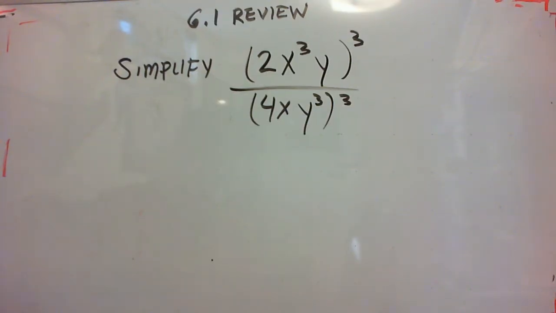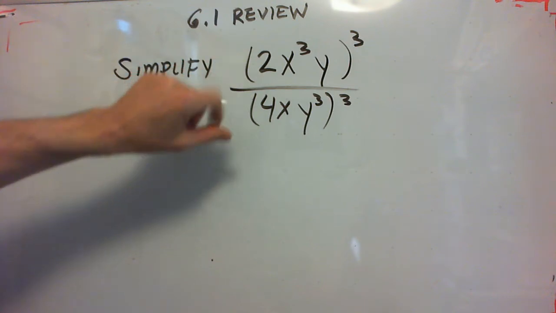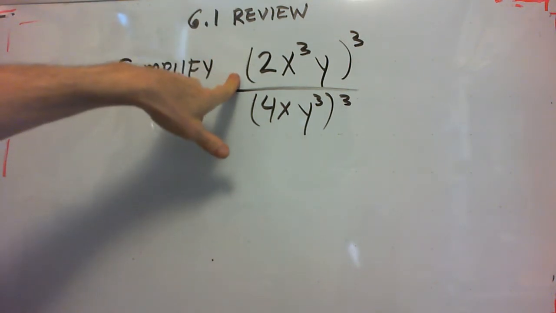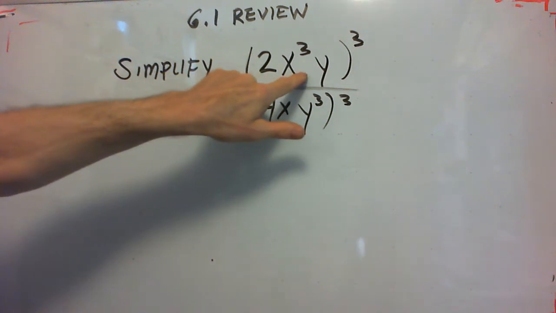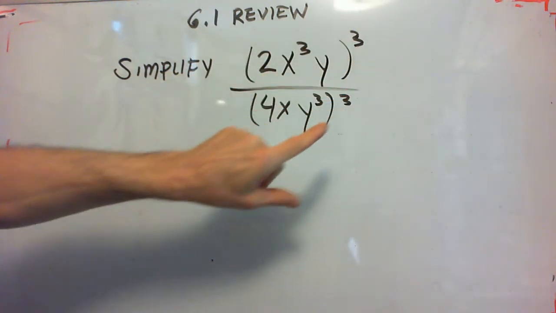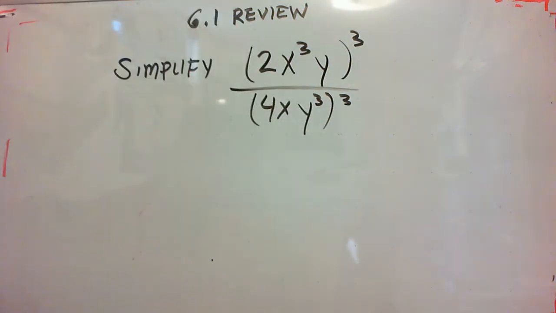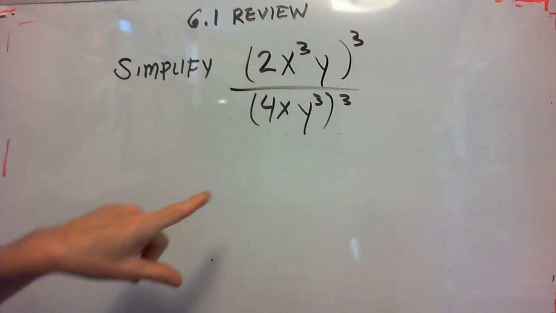Okay, in this last review problem for exponents, simplify the fraction 2x cubed y all raised to the third over 4xy cubed all raised to the third. Give the answer with positive exponents. This is sort of like number 12 of the homework.